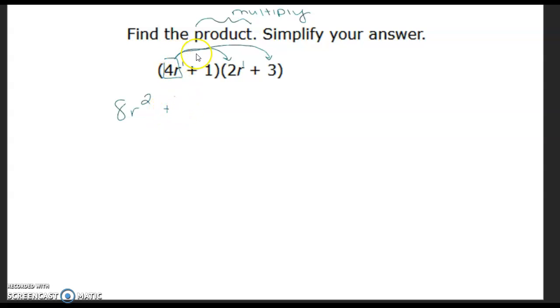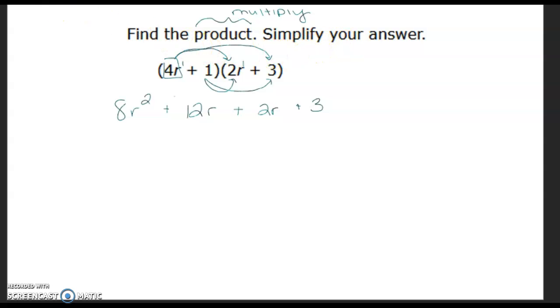Plus 4r times 3. Now here, you can multiply unlike terms. So we have 4 times 3, which is 12, and then we just keep an r. The 3 doesn't have a variable for it to combine to, so that one's done. Now we have to do the 1. The 1 goes to the first term, and the 1 goes to the second term. But what's really easy is 1 times anything doesn't change. So 2r plus 3, because 1 times 3 is 3. That's pretty simple.